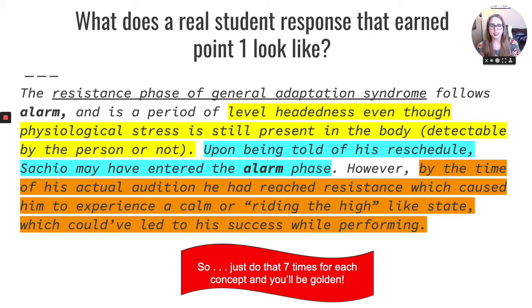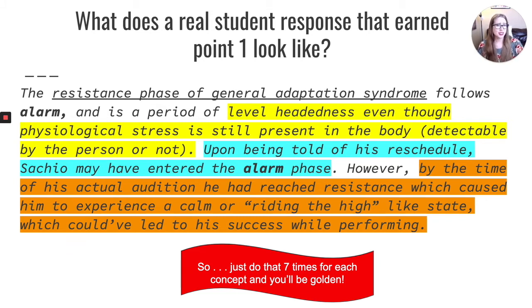So they said, the resistance phase of general adaptation syndrome follows alarm and is a period of level-headedness even though physiological stress is still present in the body, detectable by the person or not. Upon being told of his reschedule, Seishio may have entered the alarm phase. However, by the time of his actual audition, he had reached resistance, which caused him to experience a calm or riding-the-high-like state, which could have led to his success while performing. Boom. This answer got the full point, and they can move on.